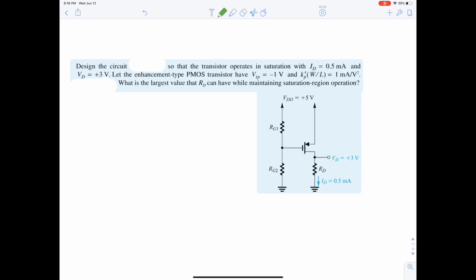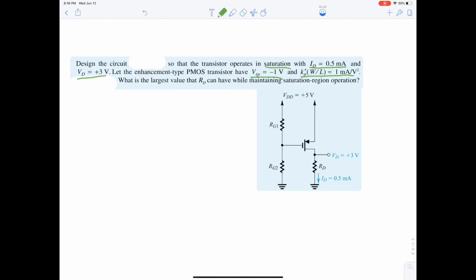Next. Design the circuit so that the transistor operates in saturation with ID equal to 0.5 milliampere and VD is given. Let the PMOS transistor have VTP, Kp prime W over L. What is the largest value of RD while maintaining saturation region? What does this mean? Maintaining saturation region means edge of saturation. So now which region are we in? We are in edge of saturation. There's no need for assumption nor for check at the end.